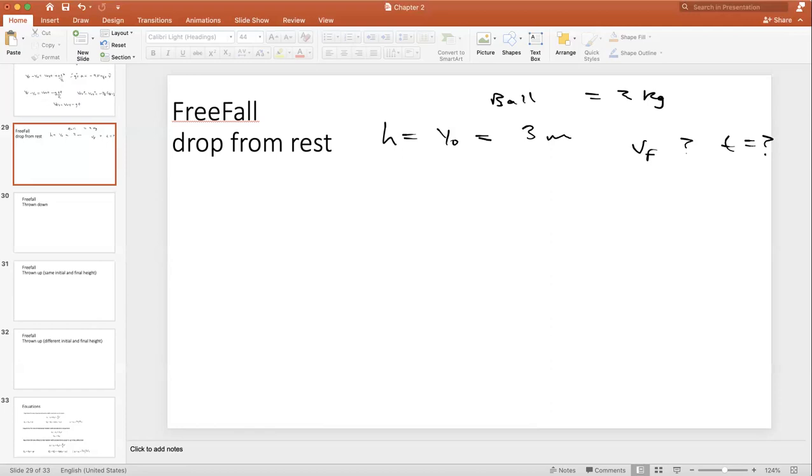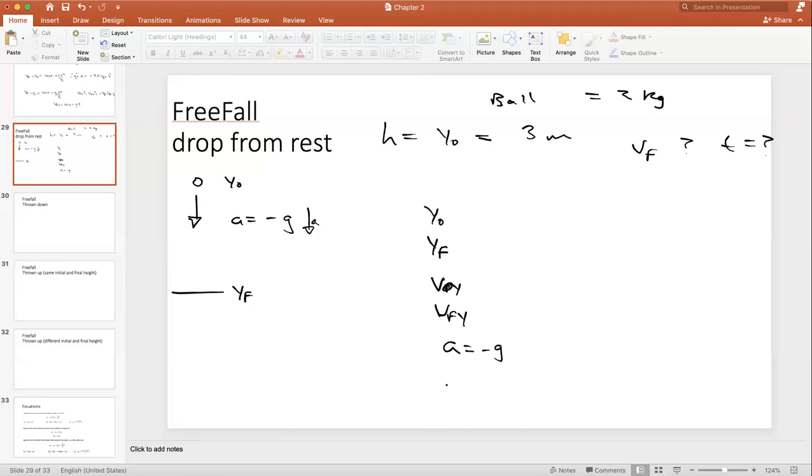Okay, so draw a picture. This is my y initial, where I drop it from. This is the ground, which is y final. It's going to fall. The acceleration a is minus g, because it's in the downward direction. This is my a. And that's all I need. Again, your algorithm is list your variables. The initial y, the final y, a is minus g, and t is unknown.